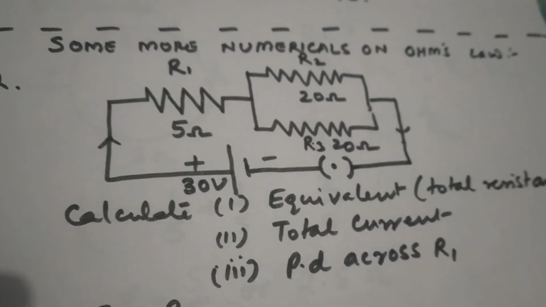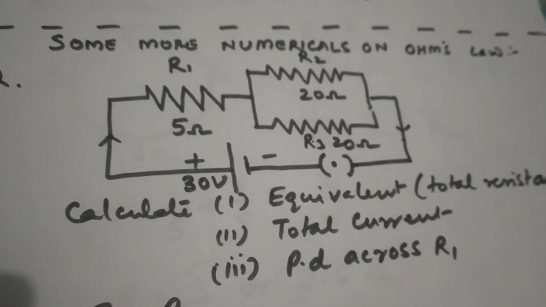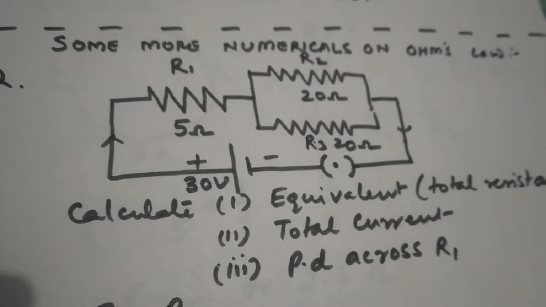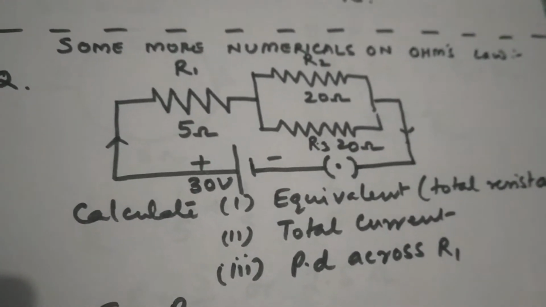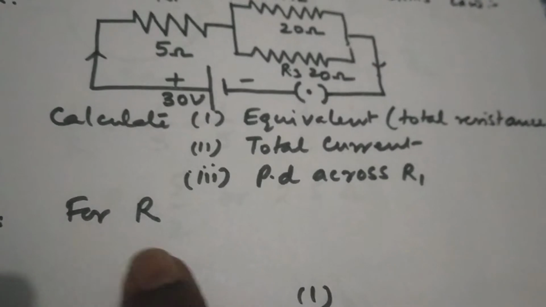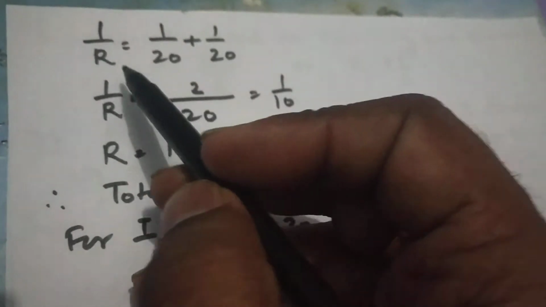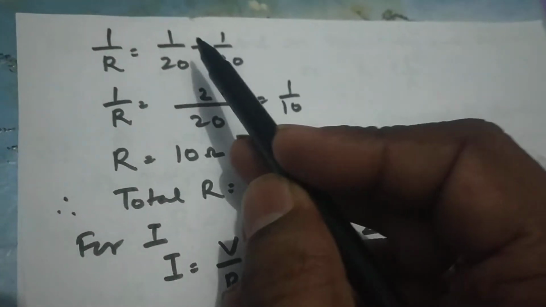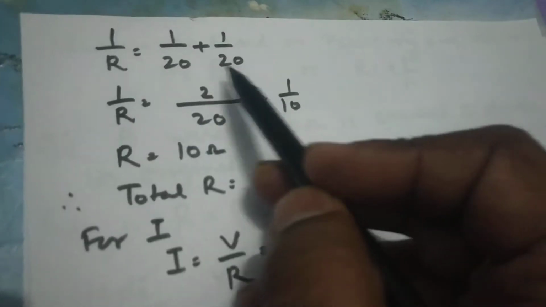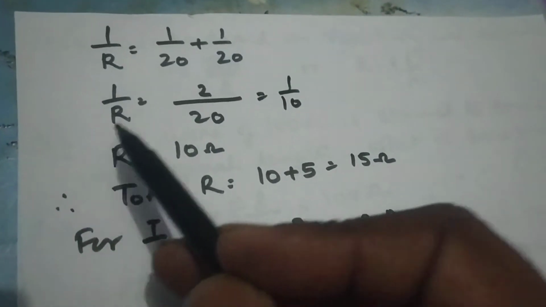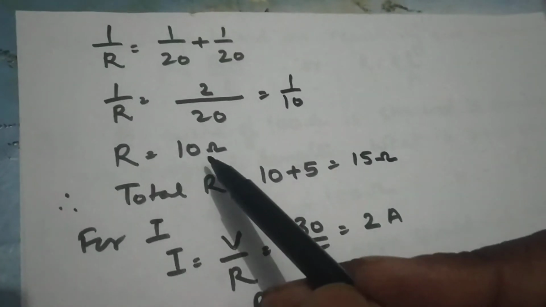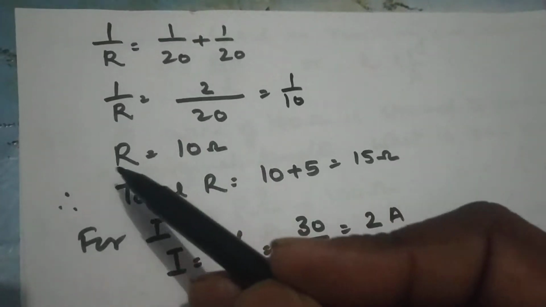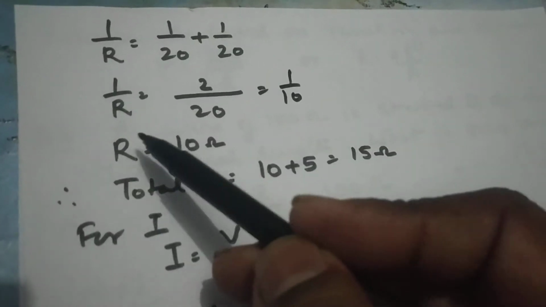In such a type of circuit, we are supposed to find the resistance of the parallel part first, and whatever resistance you get in the parallel should be added with R1 in series. So I will show you the steps once again, starting with the calculation for R. First, for the parallel, 1/R = 1/20 + 1/20, because these two are connected in parallel. So 1/R = 2/20, and taking the reciprocal, 1/10, so R = 10 ohm. This is the resistance of the parallel part.